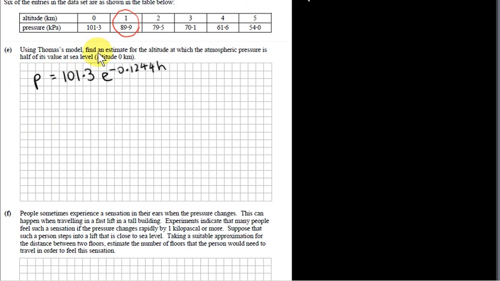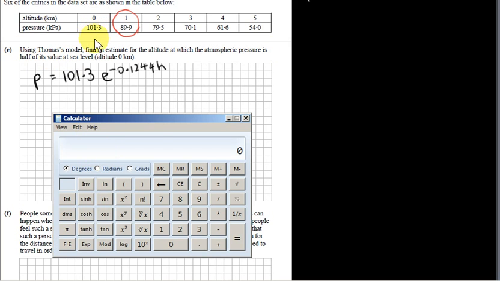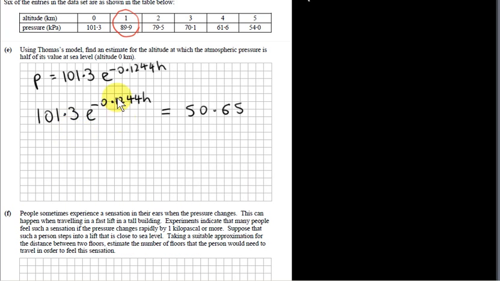Using Thomas's model, find an estimate for the altitude at which the atmospheric pressure is half of its value at sea level. Sea level is 0 kilometers. The value at sea level is 101.3 kilopascals. So we get a half of 101.3 kilopascals. It's 50.65. So now we need to solve this equation. We want to find h, the altitude at which the pressure is 50.65.